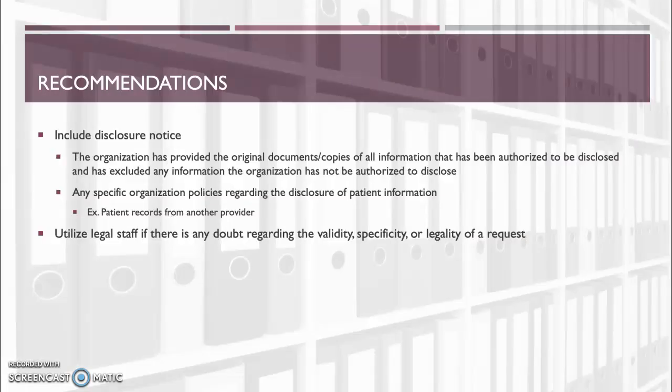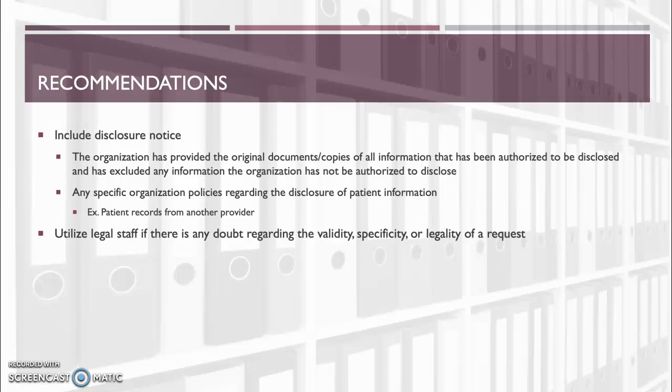Next, I have a few recommendations for processing subpoenas and authorizations. When providing patient information, the healthcare organization should include some type of notice explaining that the organization has disclosed only the information that has been requested, and any protected information or information not included in the request has specifically been excluded from this disclosure. Secondly, if there are any specific organizational policies regarding the disclosure of patient records, this should also be included in that notice or the packet that's being handed over.